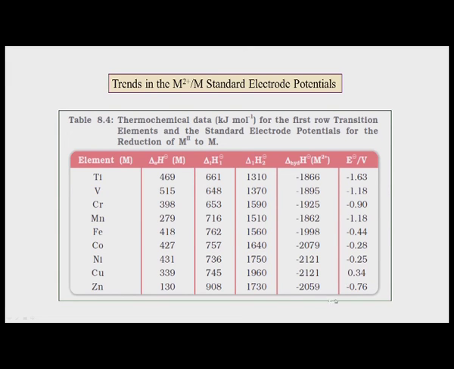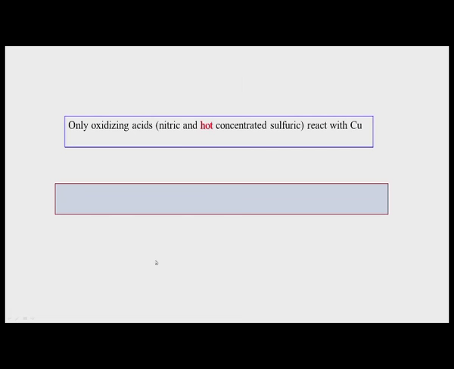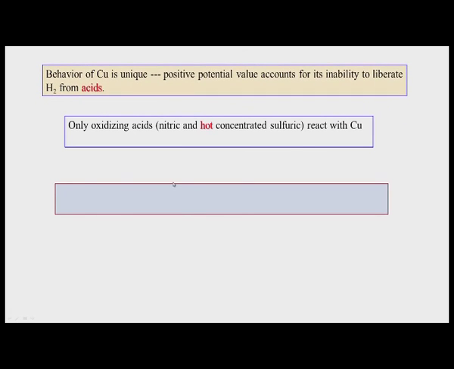So, it is important to understand the corresponding behavior of copper, as the copper rod or copper metal, or copper as the Cu2+ in its ionic form. Since it has a positive potential of 0.34 volt, that accounts for its inability to liberate H2 from acid. So copper cannot remove hydrogen gas from the corresponding acids, that means it cannot reduce H+ to give you H2.